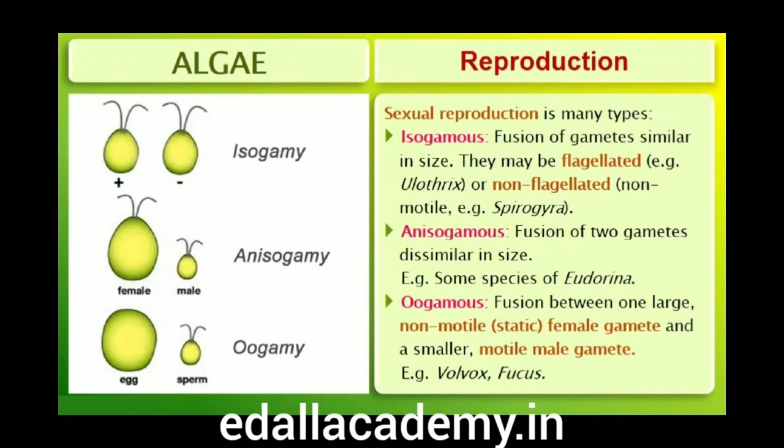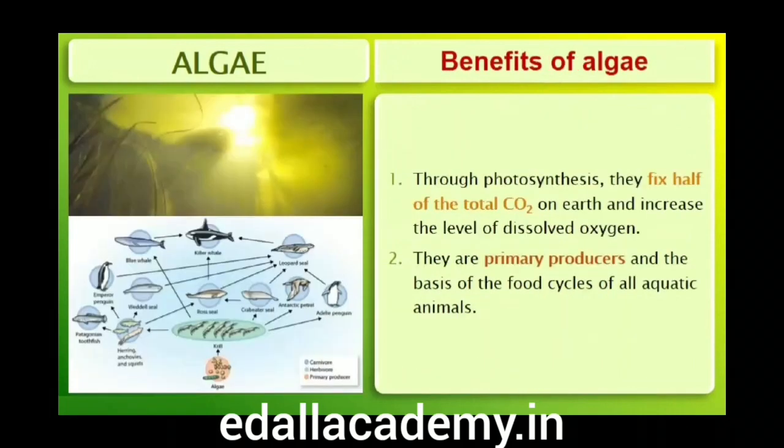Fusion of two gametes dissimilar in size, as in some species of Chlamydomonas, is termed as anisogamous. Fusion between one large, non-motile, static female gamete and a smaller, motile male gamete is termed oogamous, for example, Volvox, Fucus. Algae are useful to man in a variety of ways.